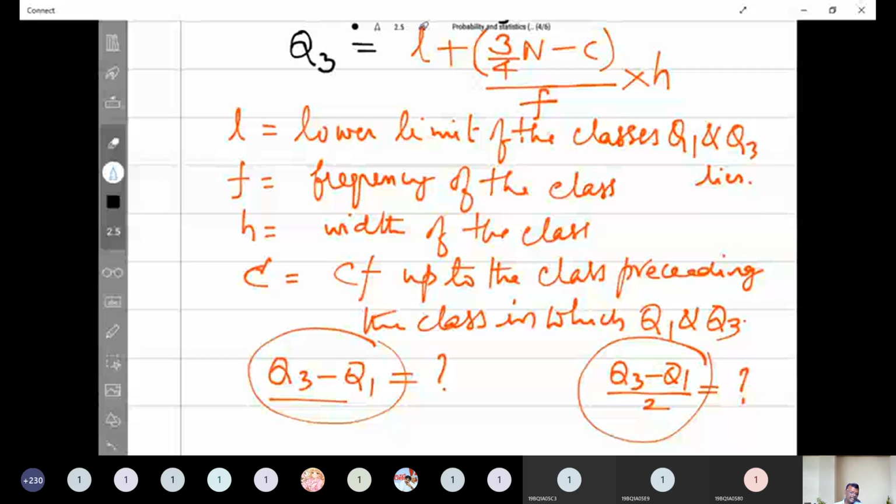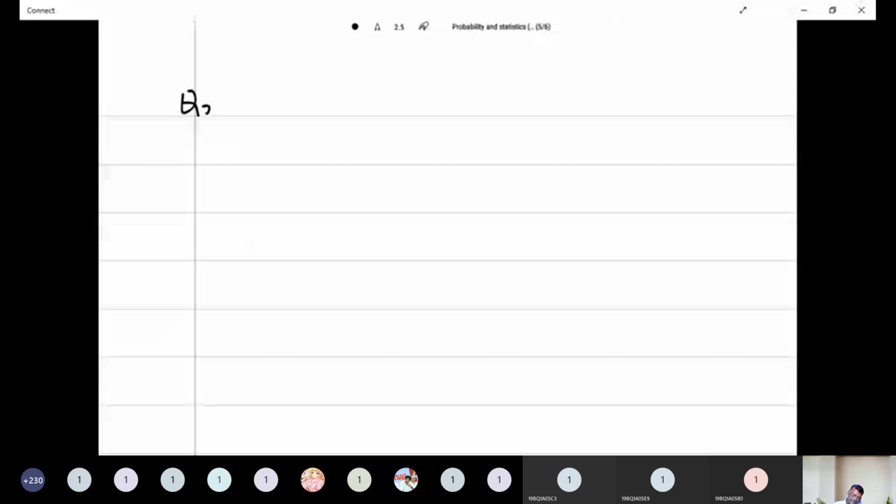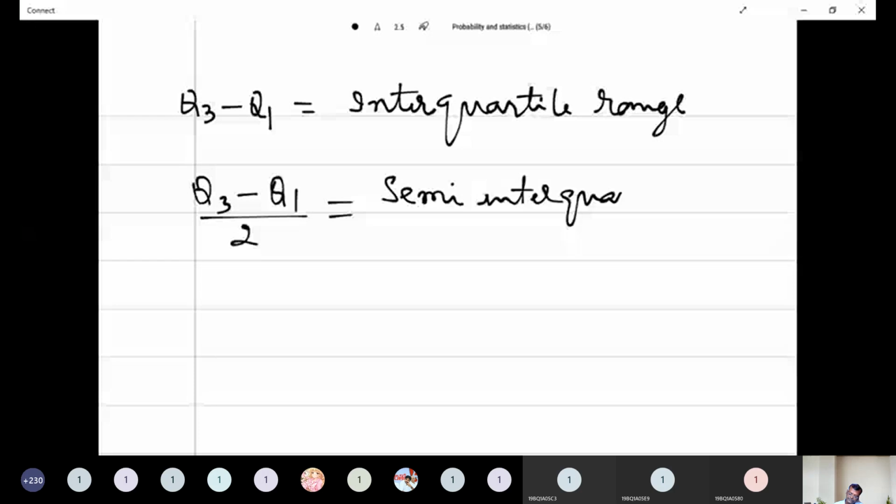This is called the interquartile range. Q3 minus Q1 is the interquartile range, and its average, that is Q3 minus Q1 by 2, is the semi-interquartile range. Now let us see one problem related to the median.